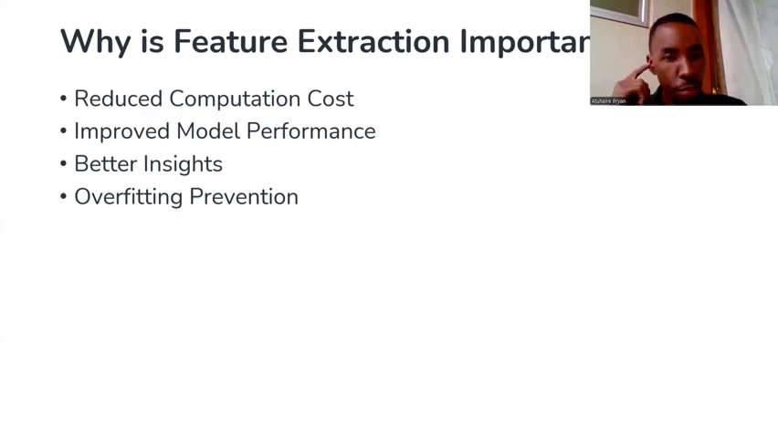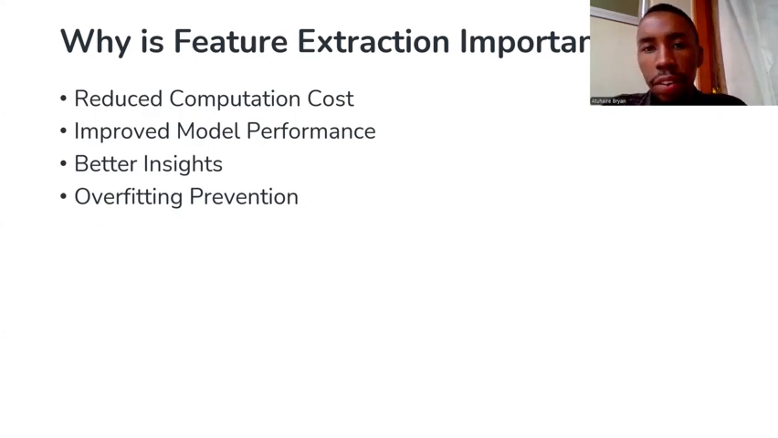The next one is improving model performance, and this is along the lines of accuracy. After feature extraction, we reduce the noise, and then the model becomes very accurate. Then it also gets better insights, because we know that algorithms work better not with limited information, but with specific, unique information picked out. It also prevents overfitting.